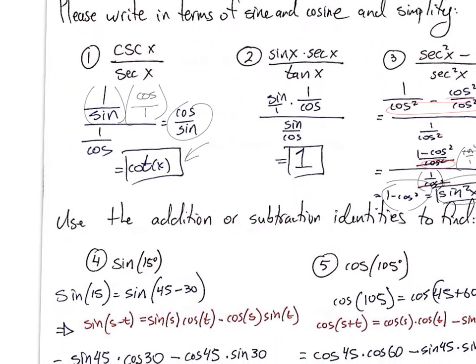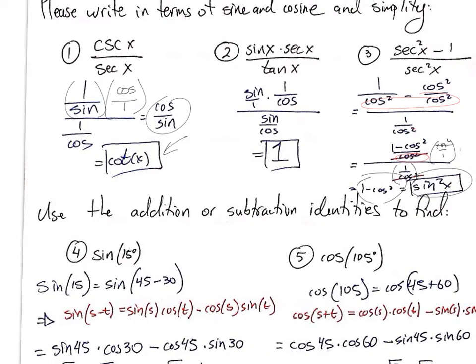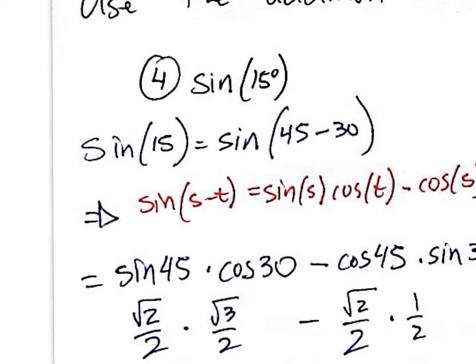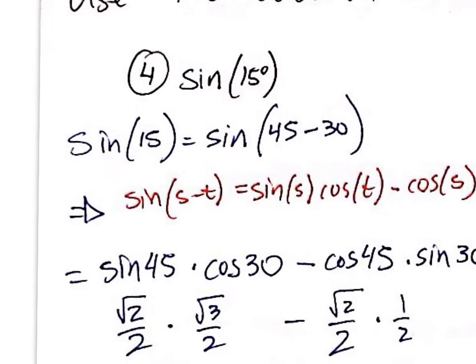Excuse me. Next one, say, use the addition or subtraction identities to find. So somewhere on your, I meant to show you that, but whatever, you know what it looks like. We have the addition and subtraction identities, and you'll notice with these questions that the angle for which we are finding the sine or cosine is some combination of 30, 45, or 60. So 15 we can think of as 45 minus 30. You could also do 60 minus 45. You get the same thing.